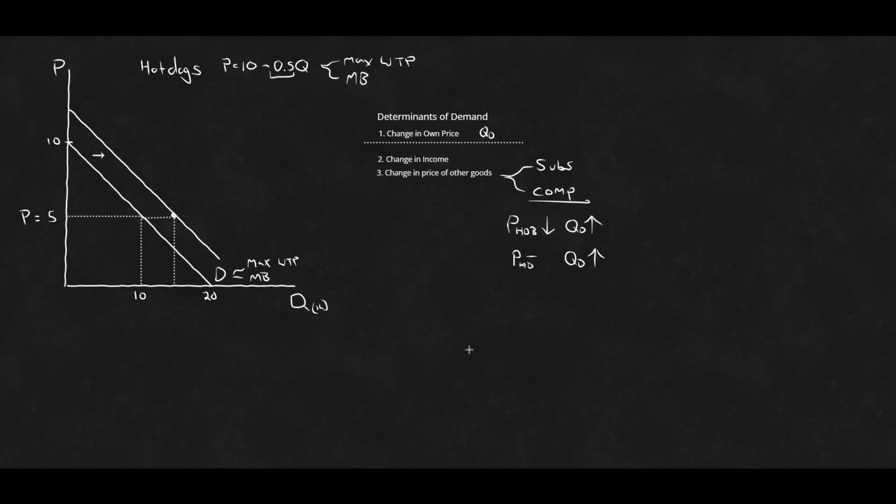Of course, the opposite would also be the case. If the price of our hot dog buns were to increase, hot dog buns were getting more expensive, we'd want fewer hot dog buns. If we're buying fewer hot dog buns, well, we don't need as many hot dogs to go in fewer hot dog buns, so we would also be buying fewer hot dogs.